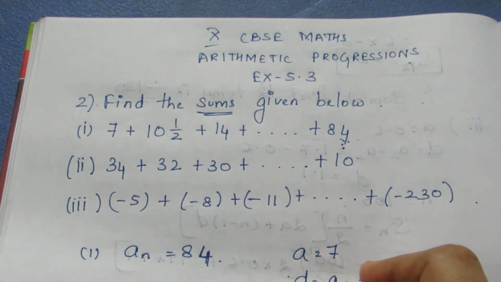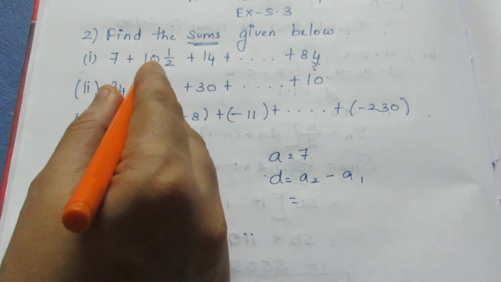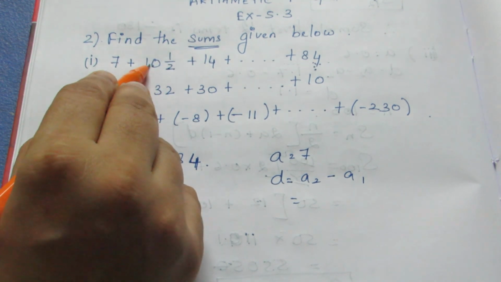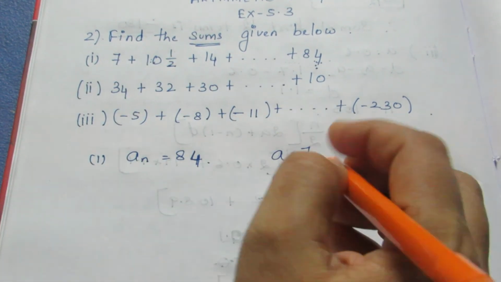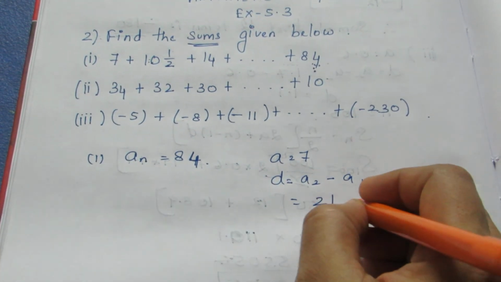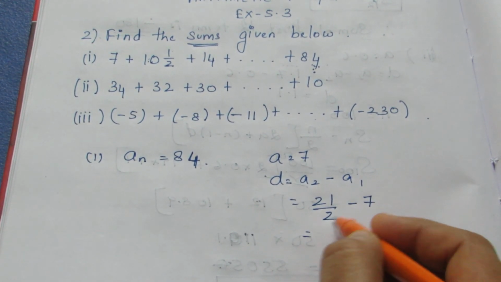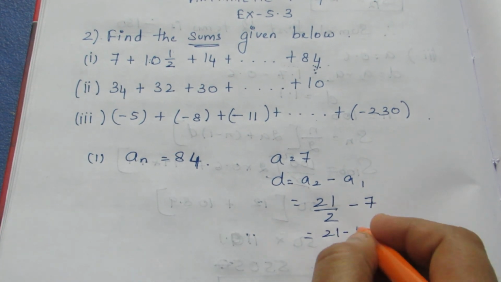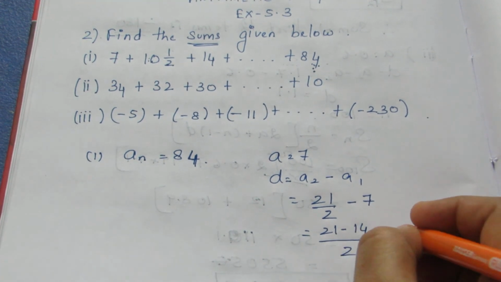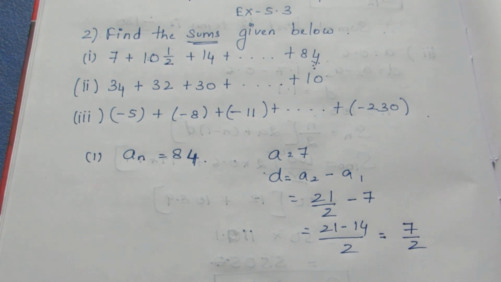d equal to a2 minus a1, that is 10 1 by 2 minus 7. We can convert this to an improper fraction, which is 10 2s are 20, 20 plus 1 is 21 by 2. With the denominator we need to write 21 by 2 minus 7. Here taking LCM, if the denominator is 1, just multiply the number. 21 minus 7 2s are 14. We have taken LCM. So 7 by 2 is my d.